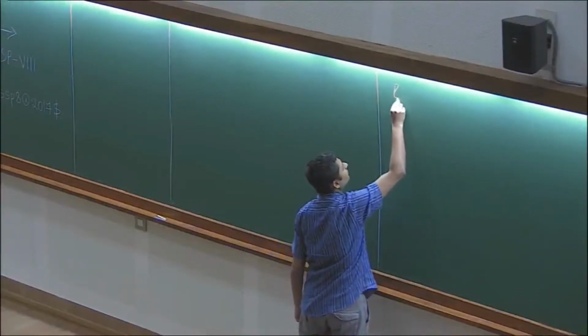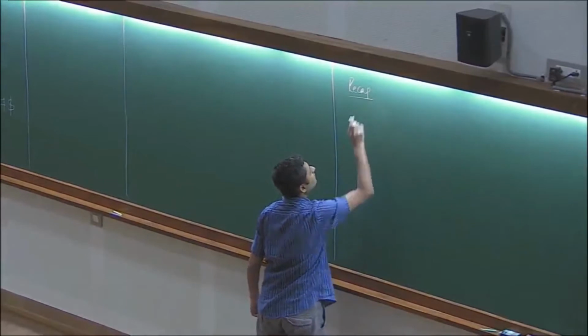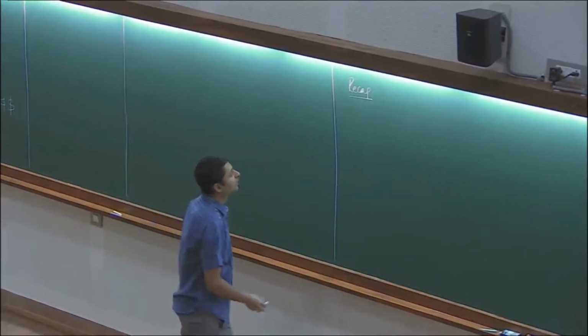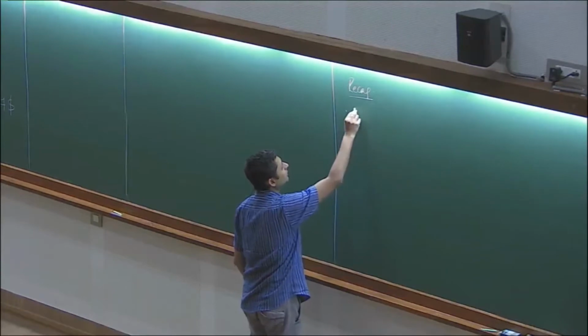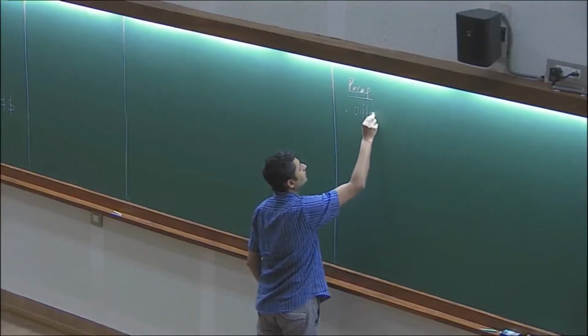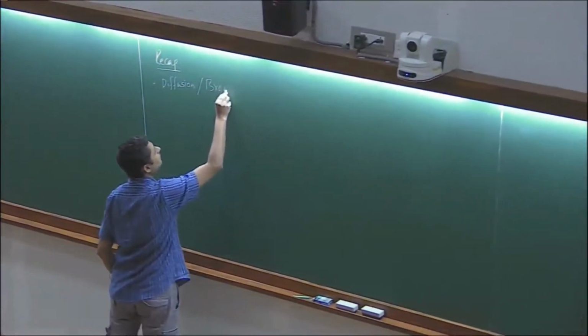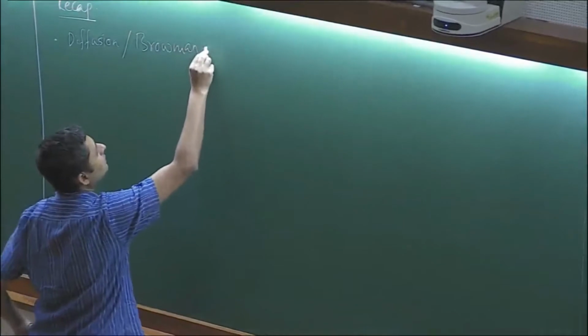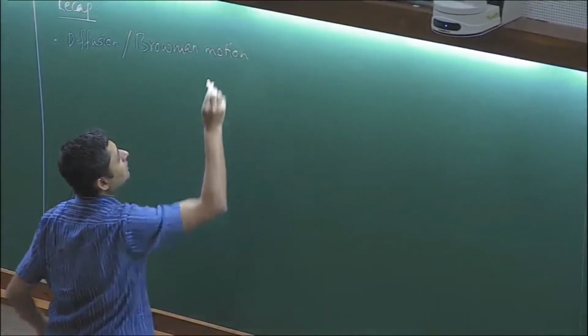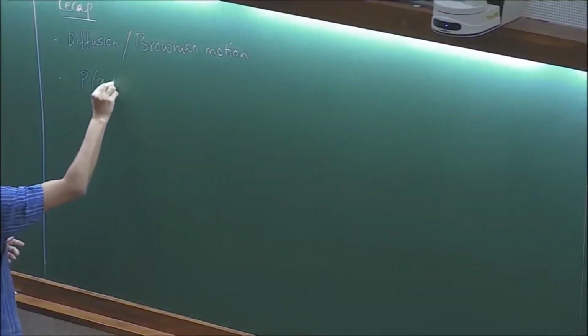Let me just recap what we did yesterday. So we talked about this problem of diffusion or Brownian motion. Basically we are describing this: you have this particle, just one particle, and it moves randomly, and what is the probability? So we define this P of x, t.